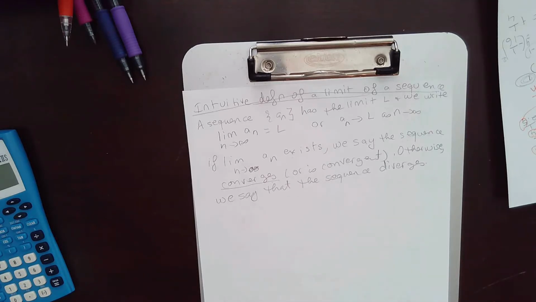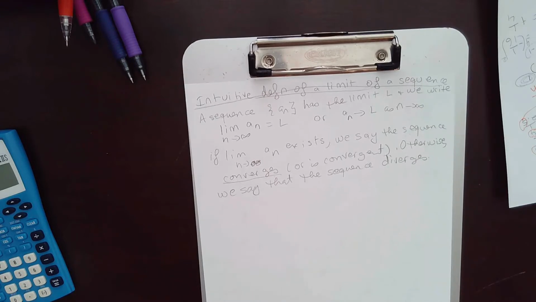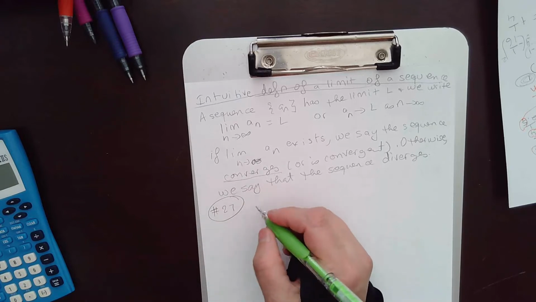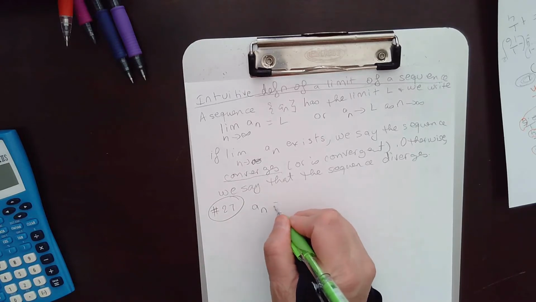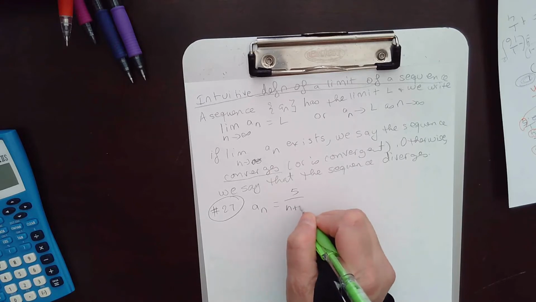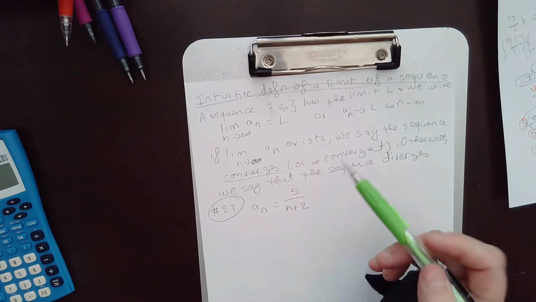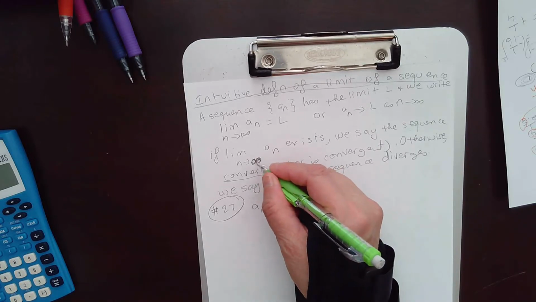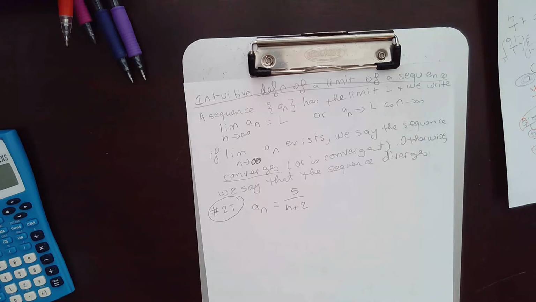So let's take a look at a problem. From the book, if you have the book, let's take a look at number 27. In number 27, a_n equals 5 over n plus 2. We want to find out if the limit of a_n as n approaches infinity converges or diverges. If the limit of a_n as n approaches infinity exists, then the sequence converges. So let's go ahead and do this.